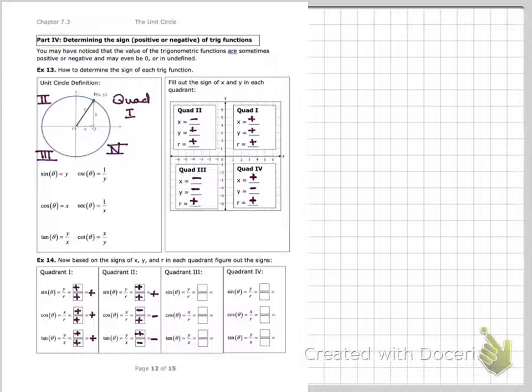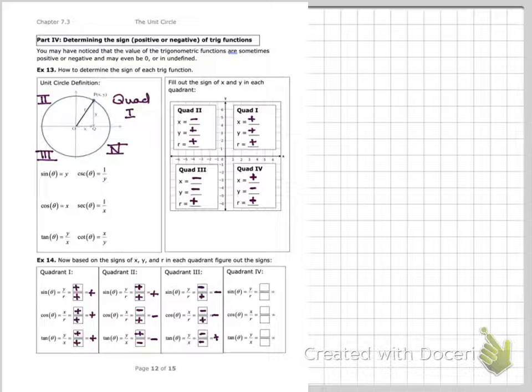So let's take a look at quadrant 3. We've got a negative Y, positive R, so our sine is negative. We've got a negative X, positive R, so our cosine is negative. We have a negative Y and a negative X, which makes our tangent positive in the 3rd quadrant.